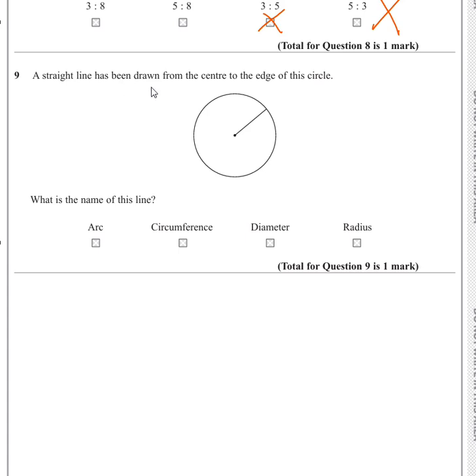A straight line has been drawn from the center to the edge of the circle. What's the name of that line? Well, this is a radius going from the center. If you're going from one side to another like this, it is called a diameter. And that's why you see here a diameter. Okay, and that's not the answer. It's not going from one side to another. It's going from the center. That means that's a radius.